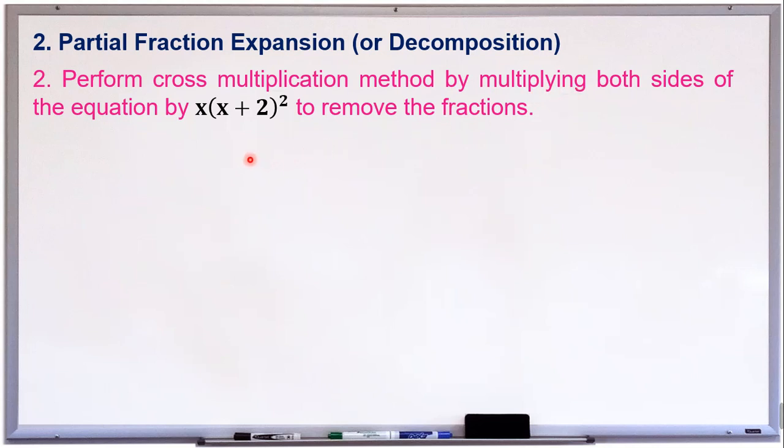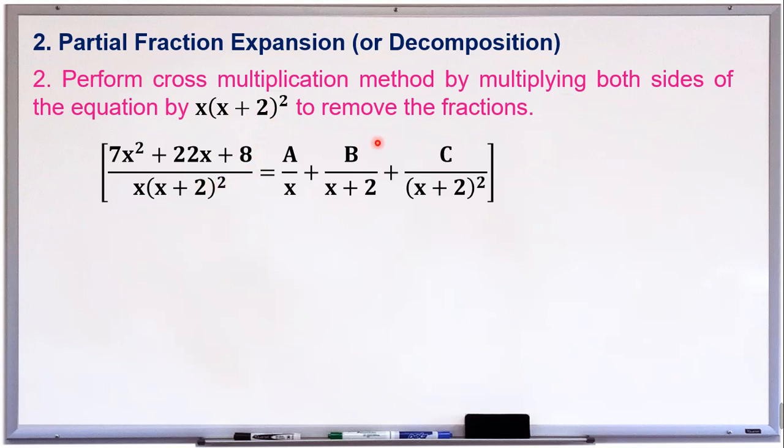Okay, so this is our expression or our equation. This complex fraction is equal to its corresponding partial fractions. Now, for the cross multiplication method, our goal is to eliminate the fractions. So therefore, we're going to multiply both sides by this expression. Okay, so we're going to distribute this to each of the terms of this equation.